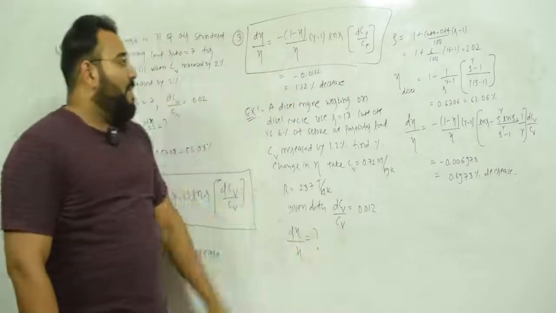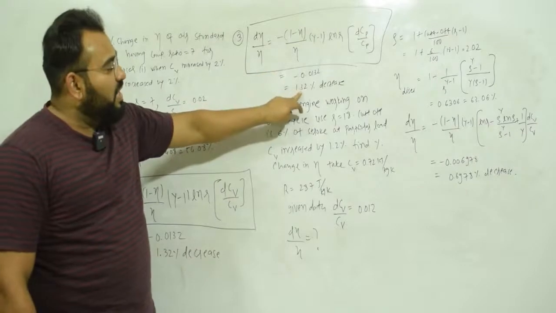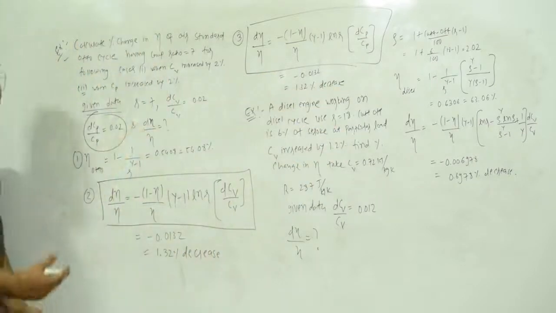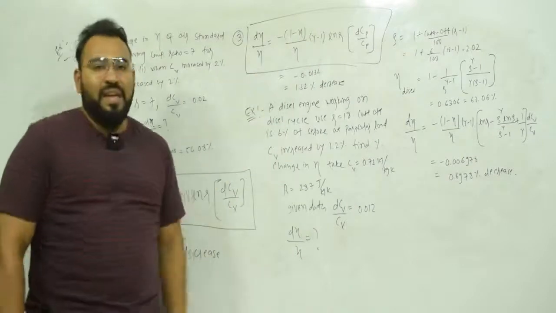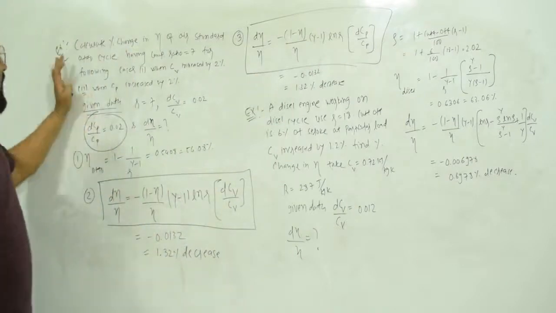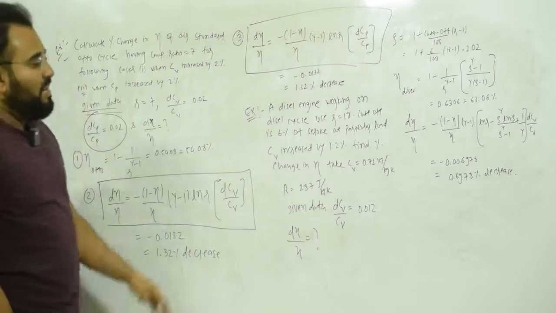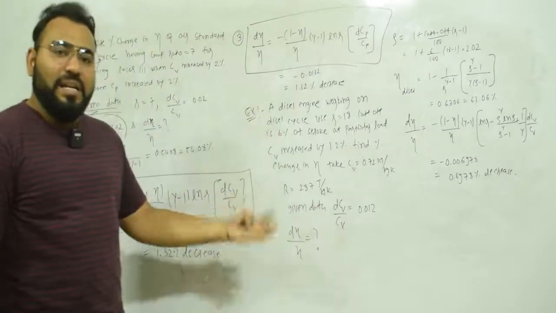That minus shows the decrease. So the efficiency is decreased by 1.32%. Okay, so this is how you can calculate. This is a very easy example. You have to just apply this kind of equation. In the same way, we calculated this example for the Otto cycle. Now we will apply the same example to the diesel cycle. So let's see another example.